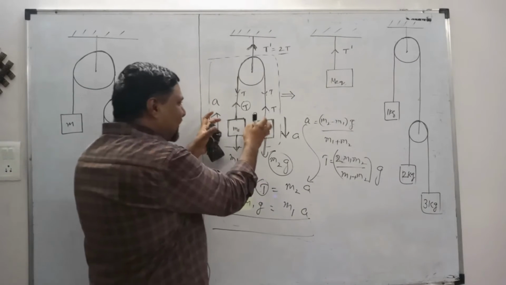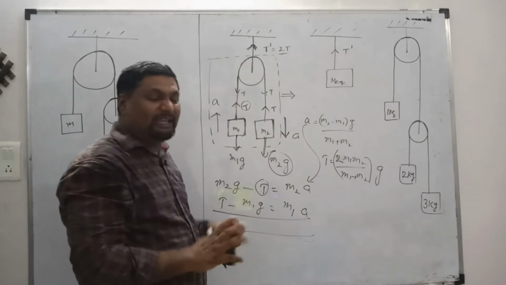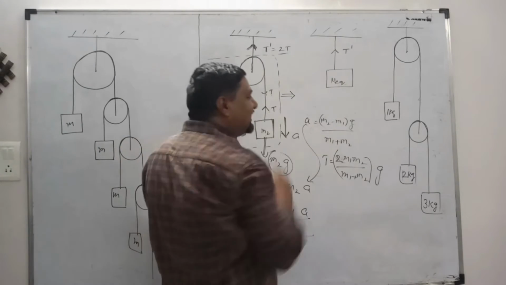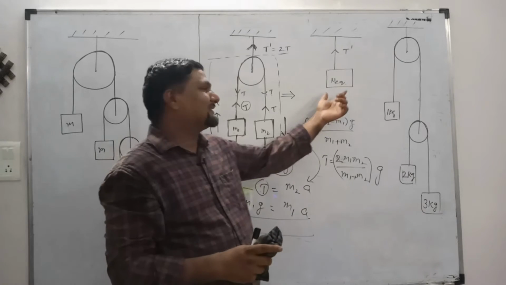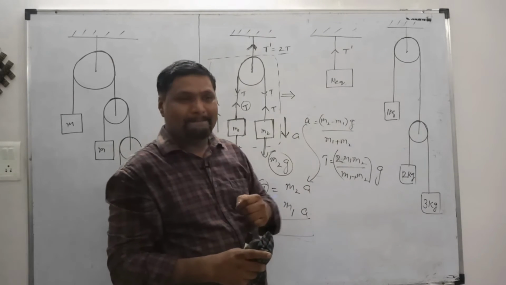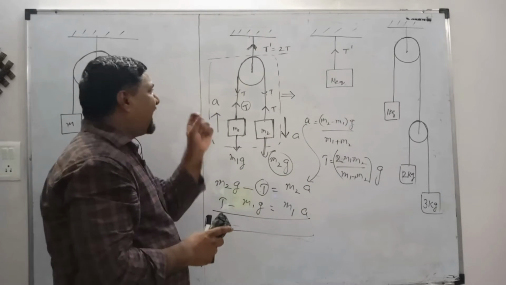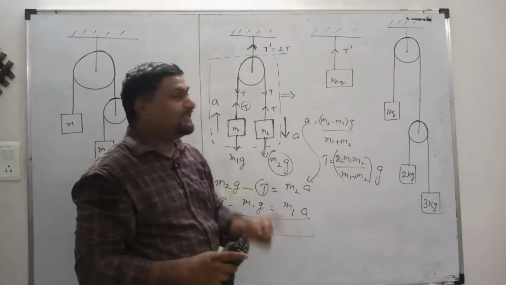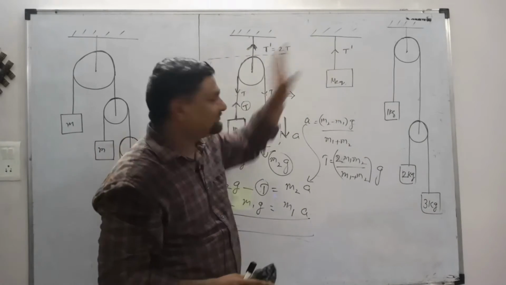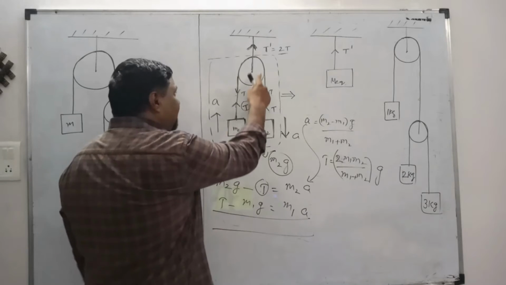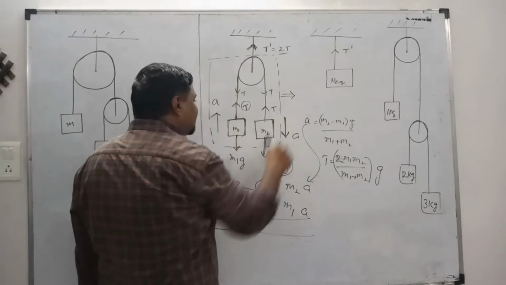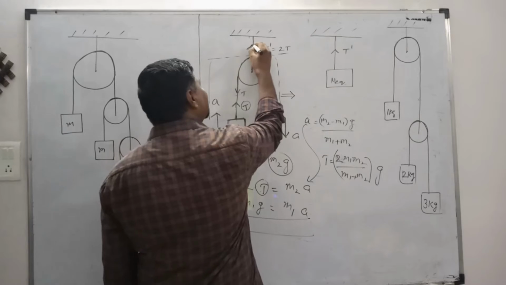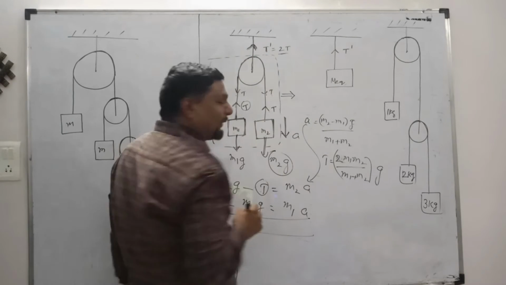Can we replace this whole system into a single block? If it is possible to replace this whole system into a single block, then what should be the mass of the single block? So what is the parameter I am taking here to convert this system into the single system? That is the tension in the spring. Suppose I consider this as a single block, single system, so what the system is creating tension in the spring, that is twice T.